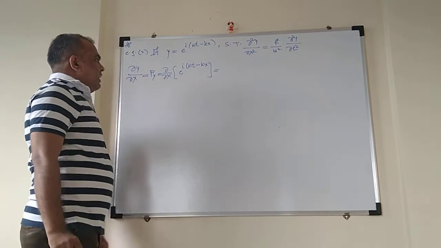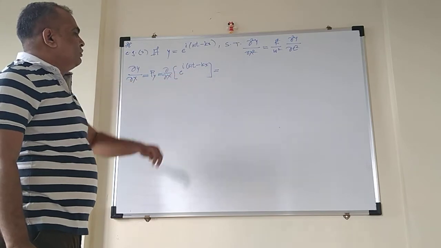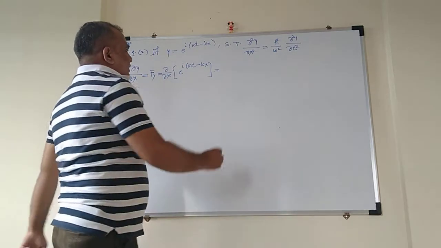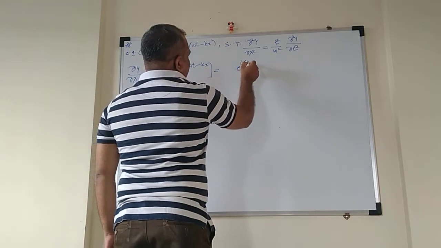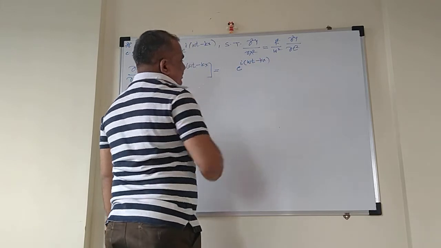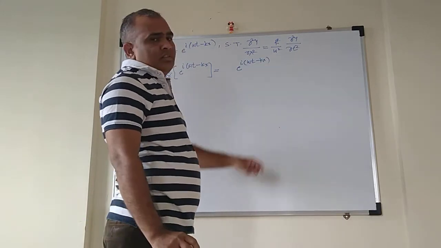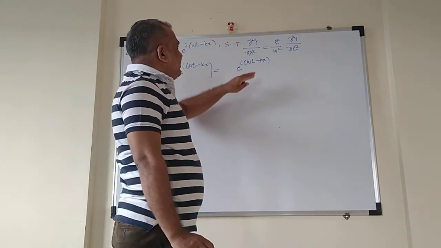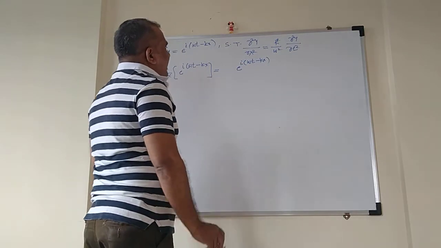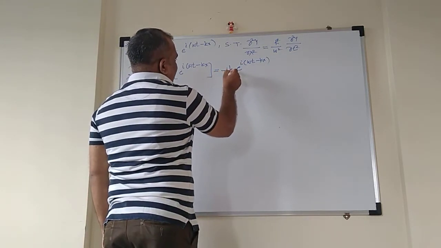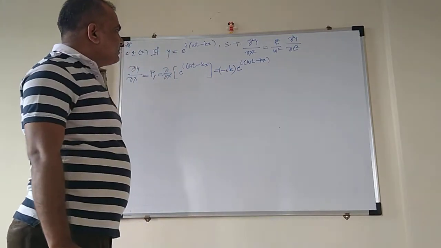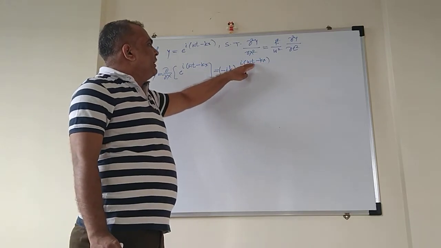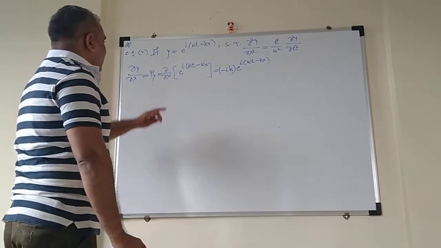If you differentiate this exponential function with respect to x, we know that the differentiation of e raised to x is e raised to x only. So this will give e raised to i(omega t minus kx) into the differentiation of this exponent with respect to x, which is minus i k. Isn't it? Because you are differentiating with respect to x, where omega and t are constants. Now double differentiate it.